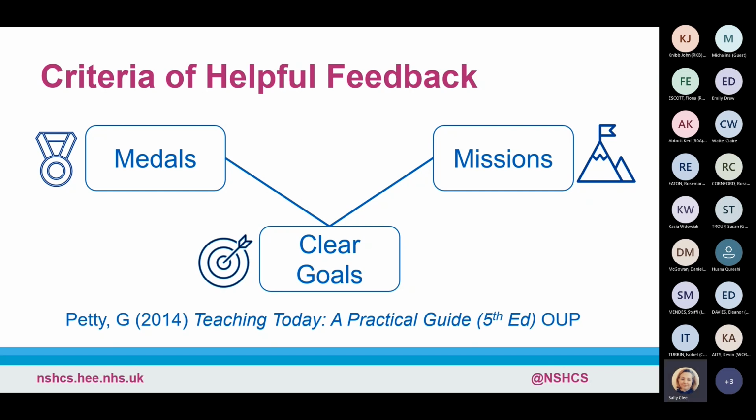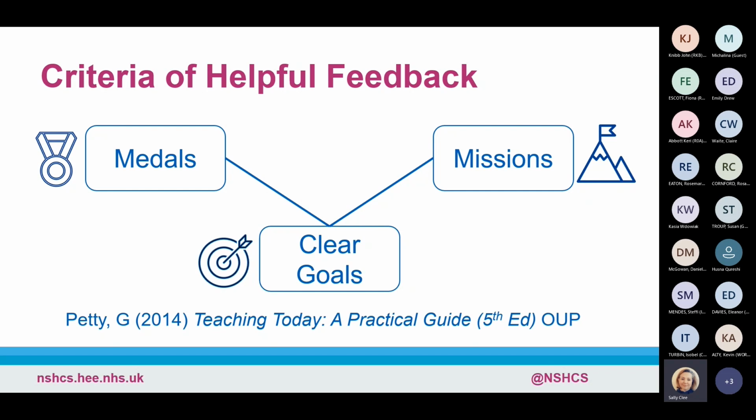Missions are what the individual, so in this case the trainee, needs to improve upon or correct or to develop further. Okay, and that's important again. It's got to be evidence-based, it's got to be supported. It can't just be sweeping statements. It needs to be based on actually what was seen or what was read in their reflective narrative.